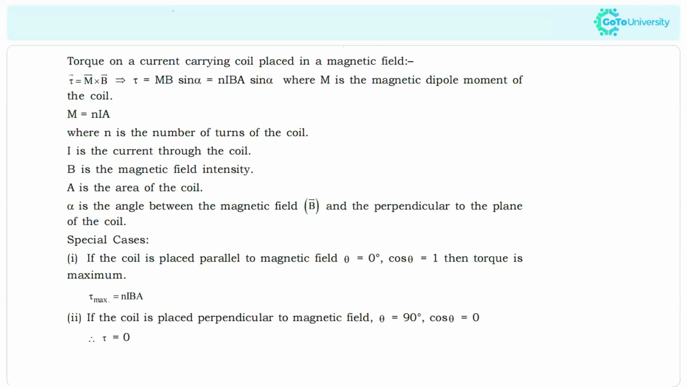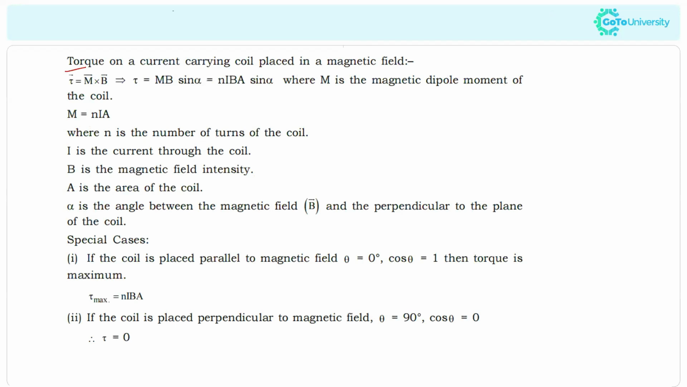So now we are moving to the torque concept. It's known that torque is a turning effect. Here we are going to study what will happen to the value of torque on a current carrying coil placed in a magnetic field.